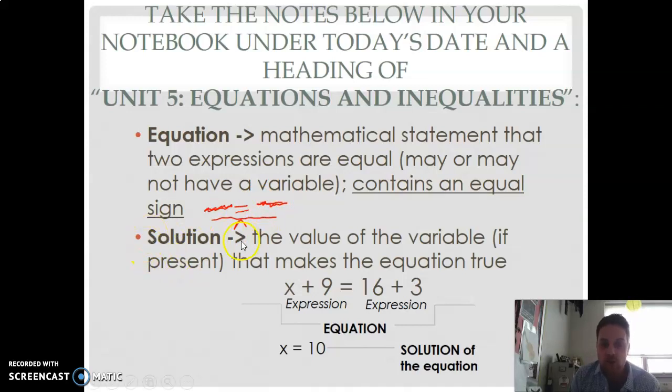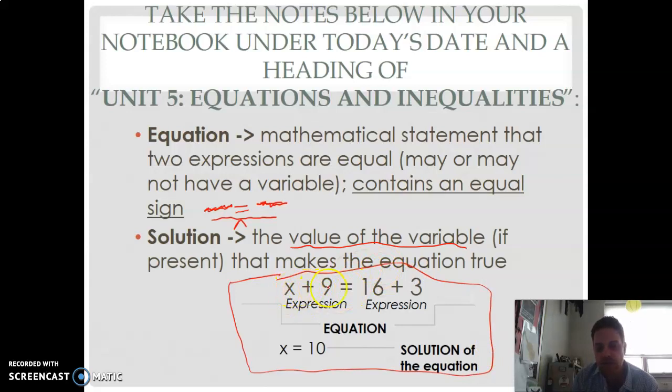When we talk about solutions, or a lot of times we might say solutions to the equation, the solution is the value of the variable, if it's present, that makes the equation true. So here's a prime example. All right, make sure you copy this down with its labels and everything. So here we have an expression, x plus 9. That's an expression. It has two terms in it. We have a variable and we have a constant. Over here we have an expression, no variable but two constants, 16 plus 3.